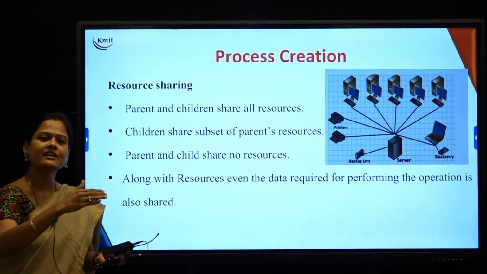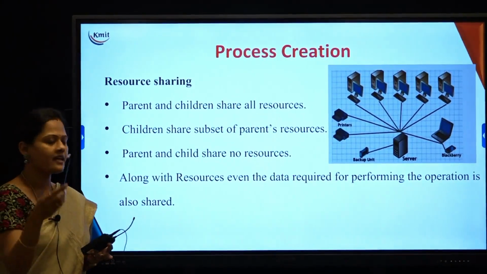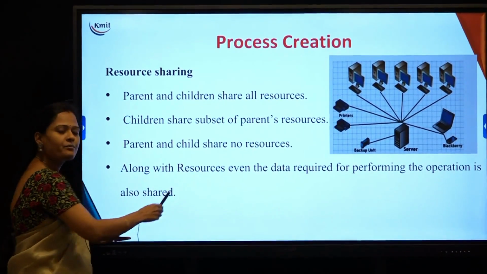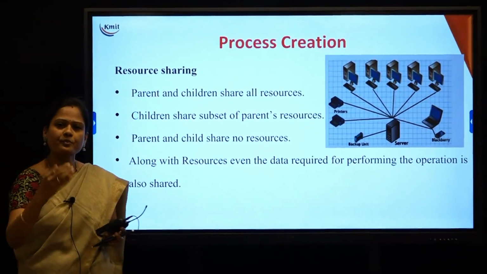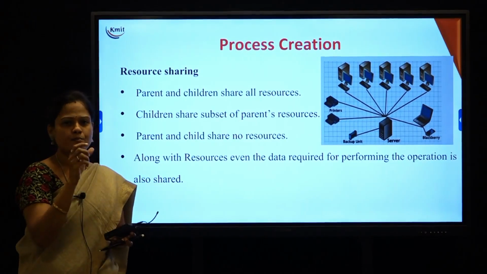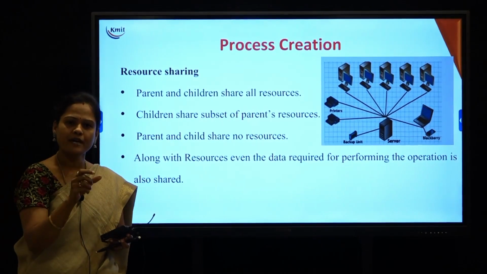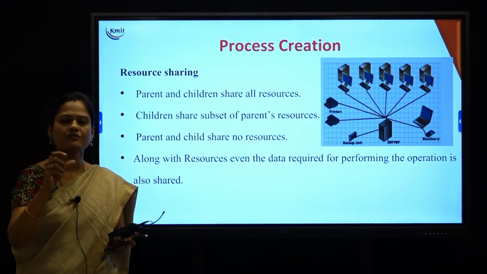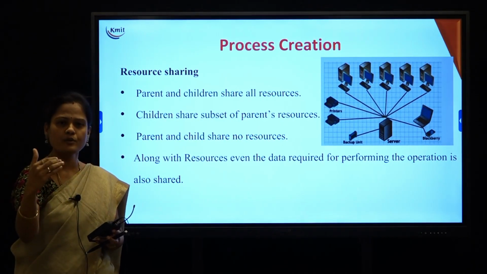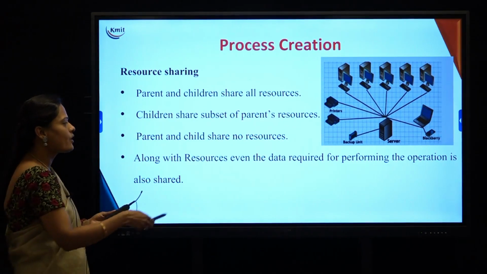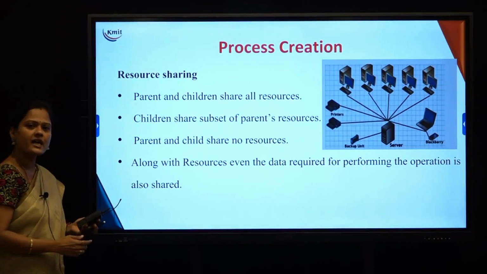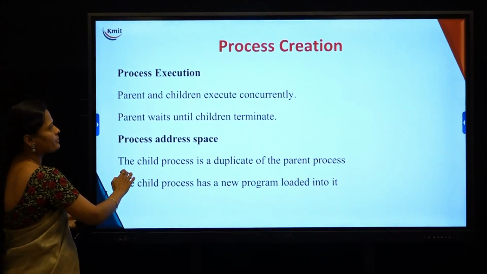So, in that case, even the data is to be passed to your child process. For example, let me tell you an example. Now, the parent process wants a child process to print some particular file onto a monitor. So, in that case, the parent process has to provide the input file name as well as the output device on which it has to be printed. So, both these two files, input as well as your output, have to be passed as arguments for performing the operation. So, along with the resources, data is also to be shared between the parent and the child process.